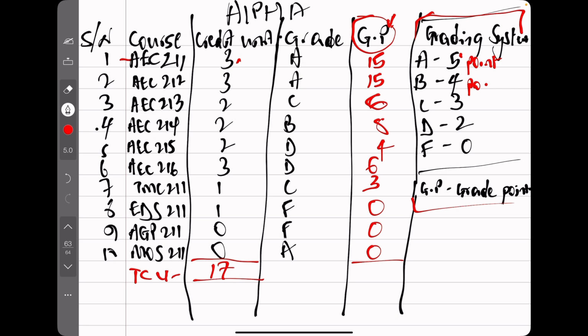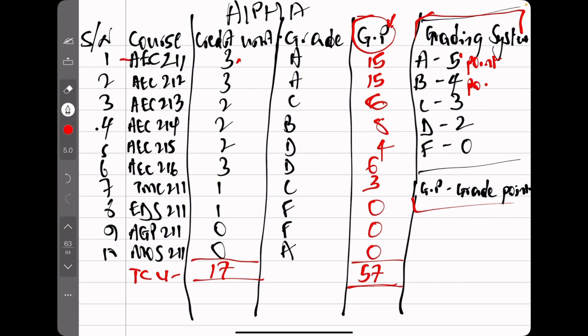I don't know if you have a calculator with you, but we should add this together. 15 plus 15, that's 30. 30 plus 6, that's 36. 36 plus 8, that's 44. 44 plus 4, that's 48. 48 plus 6, that's 54. 54 plus 3, that's 57. So for this person, he has a total of 57 points for alpha semester.